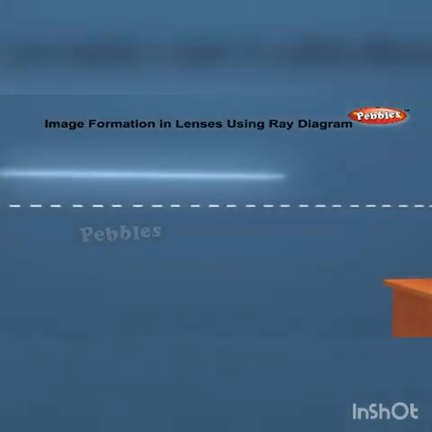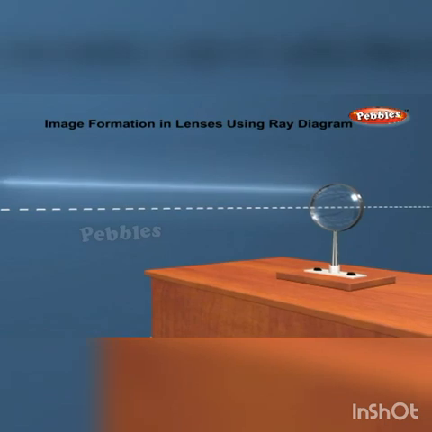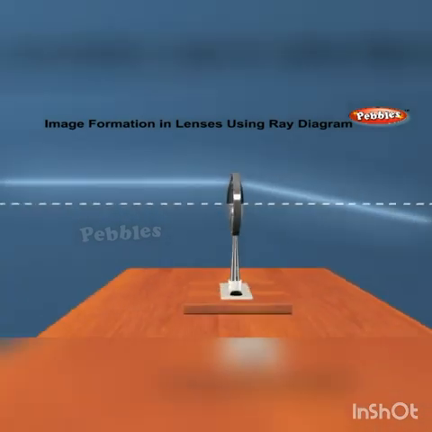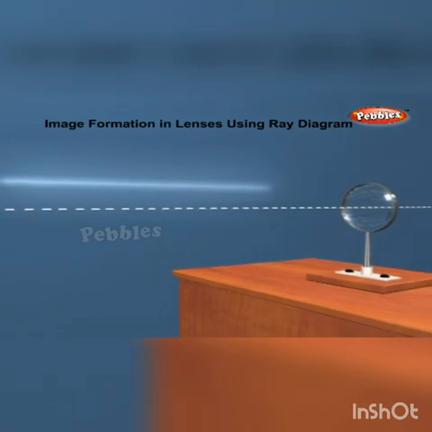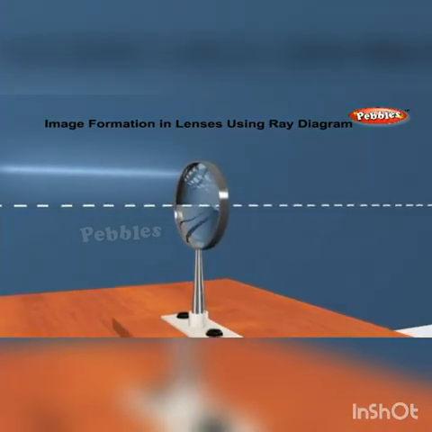A ray of light from the object parallel to the principal axis, after refraction from a convex lens, passes through the principal focus on the other side of the lens. In case of a concave lens, the ray appears to diverge from the principal focus located on the same side of the lens.